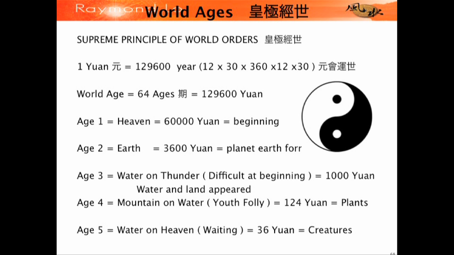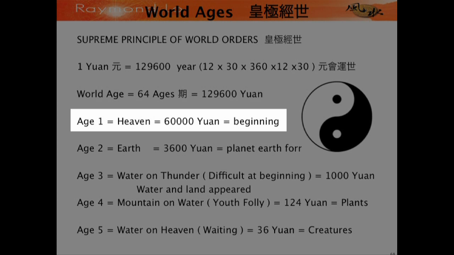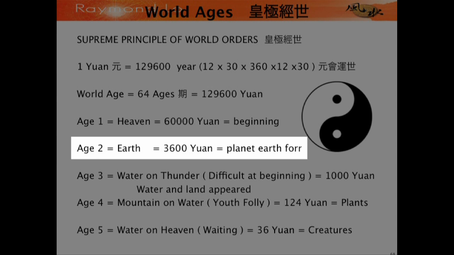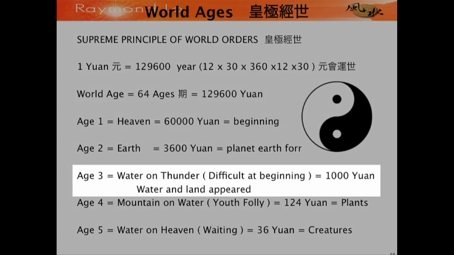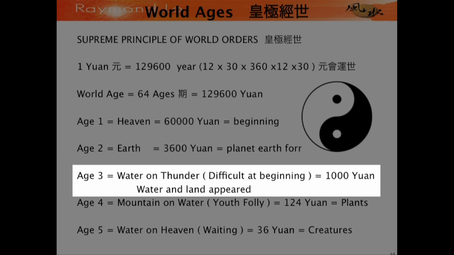So therefore, based on his theory, each stage is actually very long. These are the details of each age. So the 64 hexagrams, the first hexagram is the first age, talking about the beginning of heaven. The earth was formed in the second age, planet Earth formed. And then the third hexagram, water on thunder, so therefore, water and land appeared on earth.